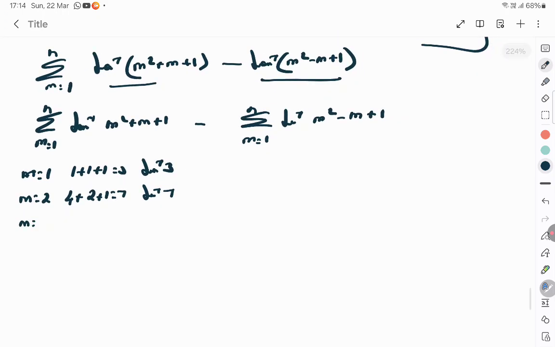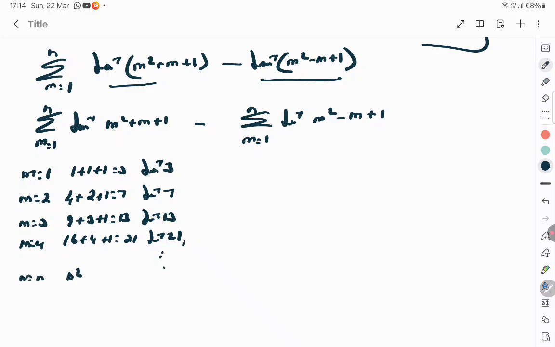Let's put m equal to 3. It's 9 plus 3 plus 1, which is 13, so tan inverse of 13. When you put m equal to 4, you get 16 plus 4 plus 1 equal to 21, which is tan inverse of 21. And it goes on till m equal to n, where it becomes n square plus n plus 1, so tan inverse of (n square plus n plus 1).